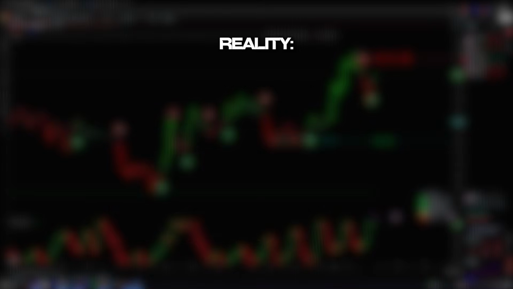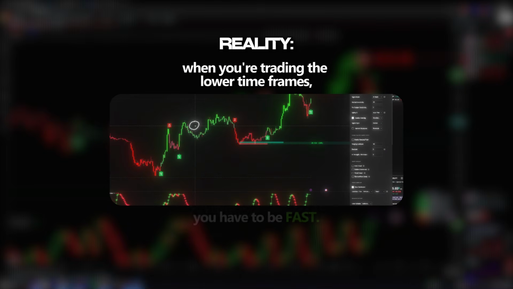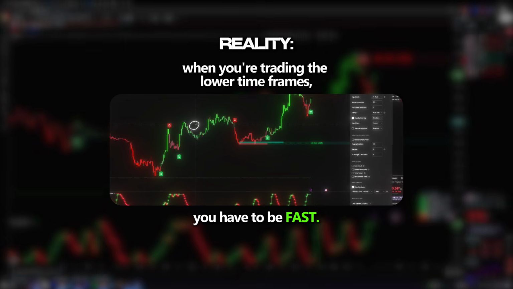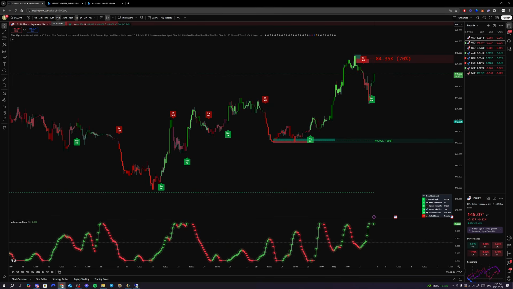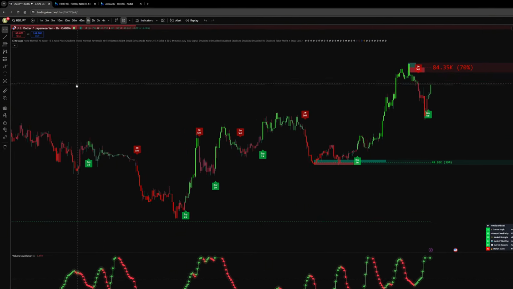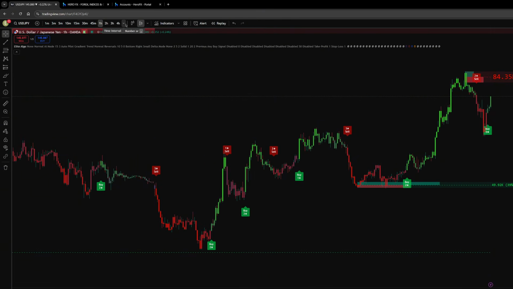The reality is, when you're trading the lower time frames, you have to be fast. You have to understand exactly what you're doing. That way, you can make very, very fast decisions. And unfortunately, to do that, you have to be an experienced trader. So it's better off, if you're a beginner trader, to trade the 4 hour or 1 hour time frame as you get better and as you understand exactly how the asset moves. Once you do that, you can hop on to a lower time frame. So for this video, I'm going to go ahead and show you everything on the 1 hour time frame or the 4 hour time frame.